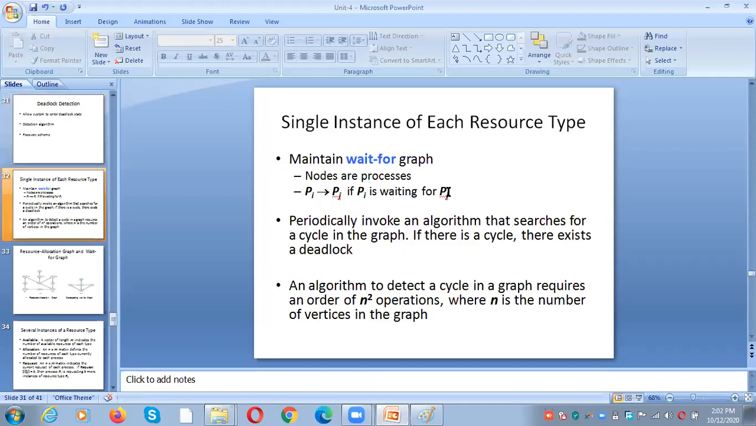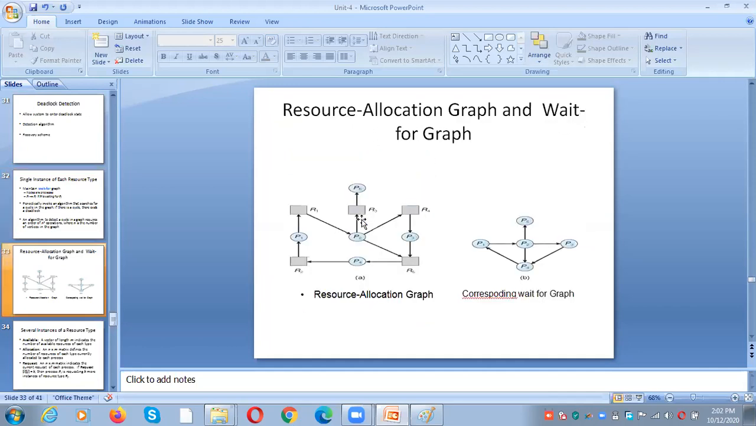Here there is a single instance of each resource type. R1 means there is only one R1, R2 means there is only one R2. There are no multiple instances, only a single instance of each resource type available in the system. So we need to talk about the wait-for graph here. What is a wait-for graph? We can skip the theory and move directly to the diagram.